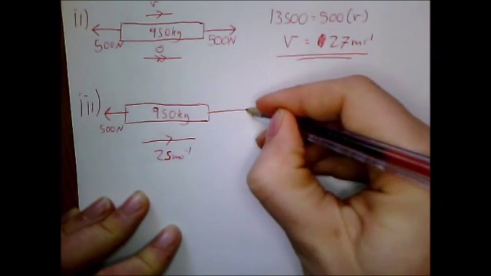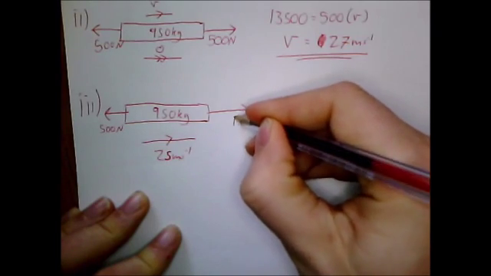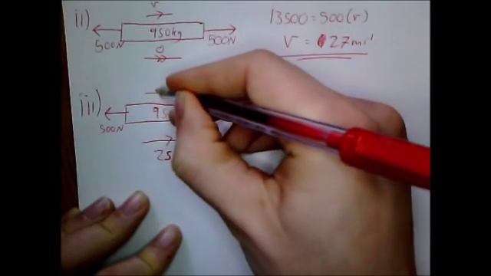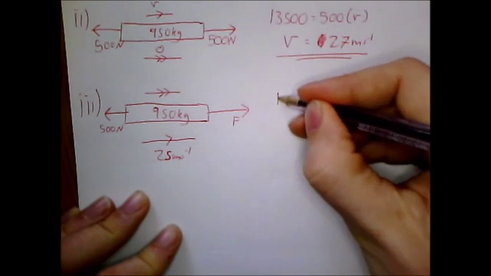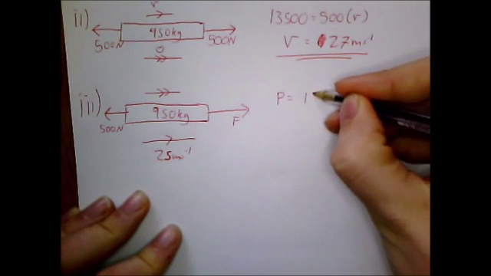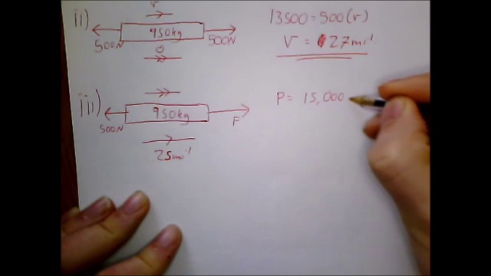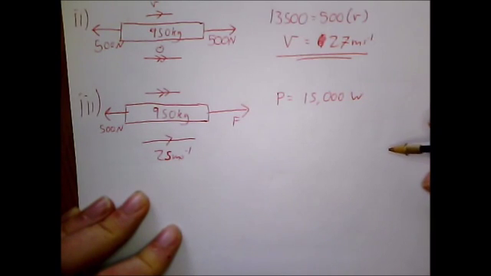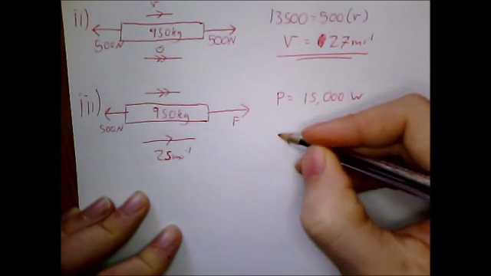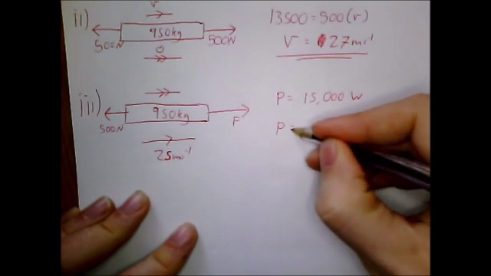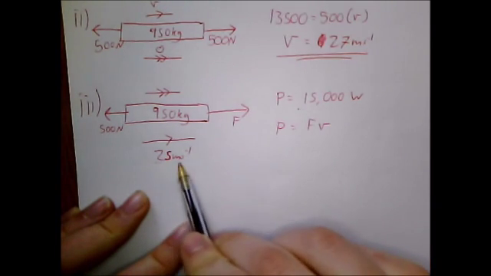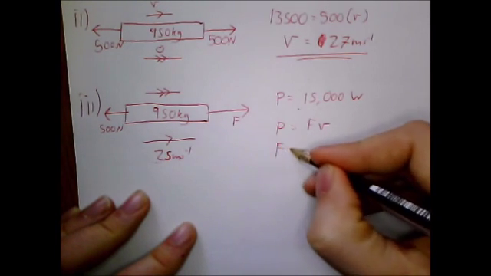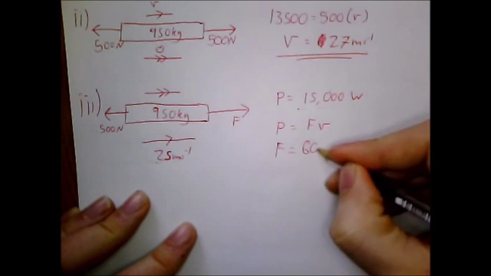There's going to be a force here, and this time there is going to be an acceleration as well. So we know that our power is 15,000 watts. Using this, we can get the force of the car. So P equals FV. We know the power, we know the velocity. This gives us a force of 600 newtons.